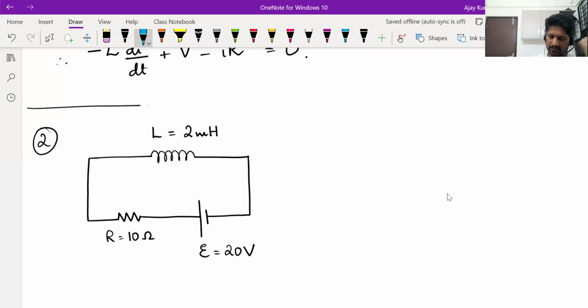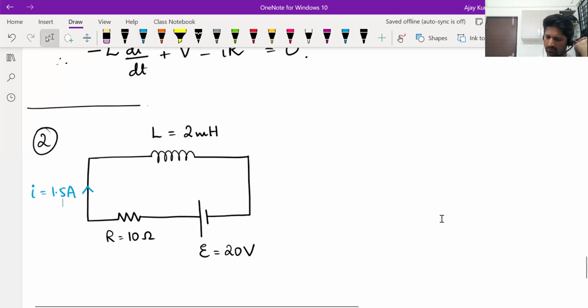At a particular instant, see, initially, had there been a switch in this circuit and the switch had been open, that current would have been 0. When you close the switch, current tends to increase, but the inductor opposes the increase of current. So current won't immediately become I is equal to E by R. It will take some time. E by R is 20 by 10, that is 2 amperes. Let's say at some instant, the current has still not become 2 amperes. It is, let's say, 1.5 amperes. So it's still in that increasing process.